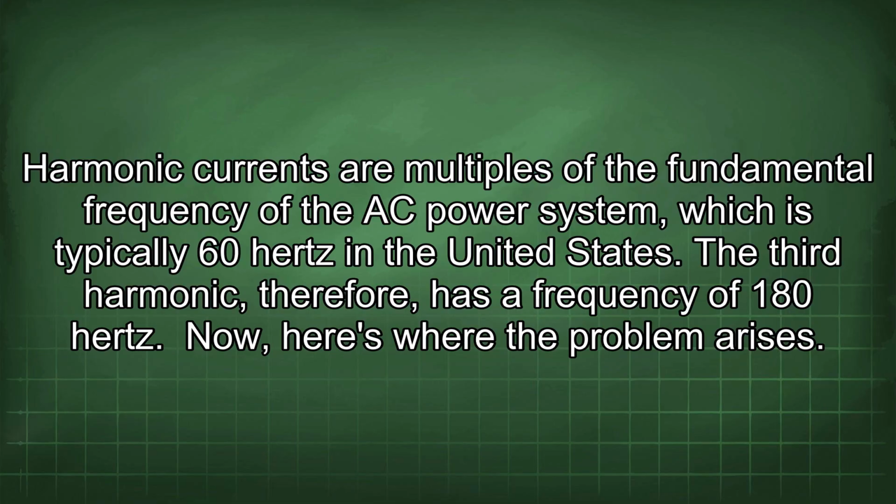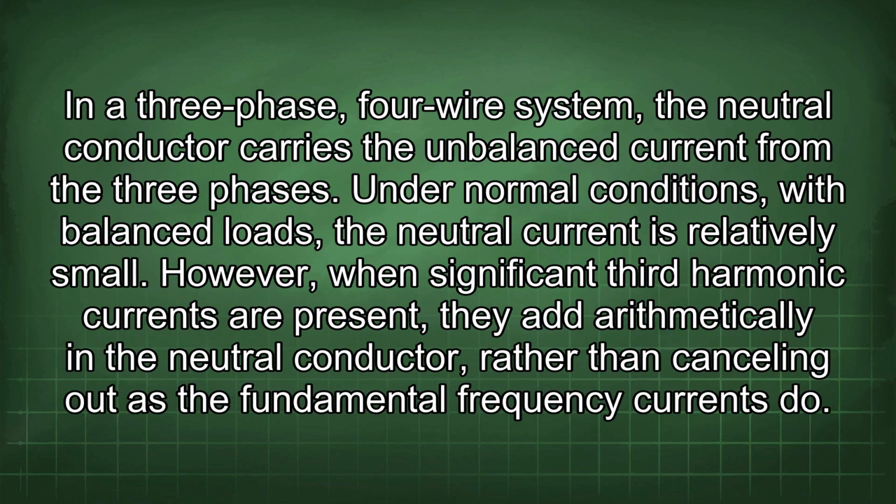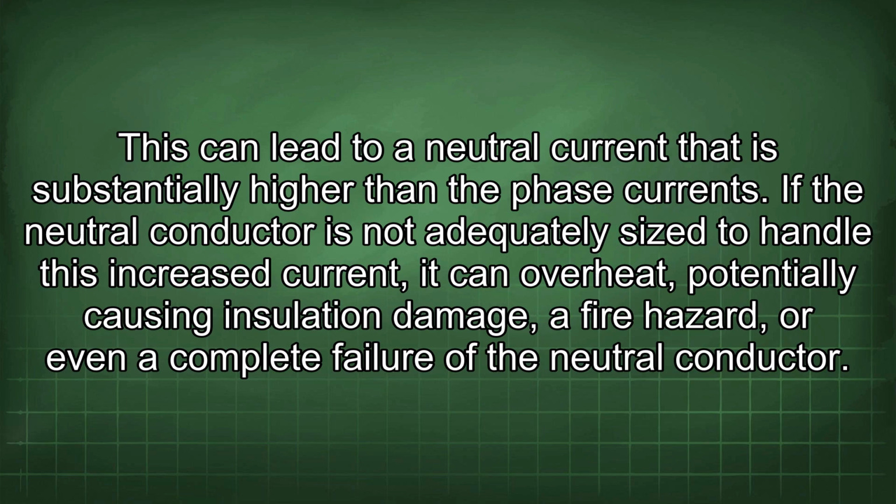Now, here is where the problem arises. In a three-phase, four-wire system, the neutral conductor carries the imbalanced current from the three phases. Under normal conditions, with balanced loads, the neutral current is relatively small. However, when significant third harmonic currents are present, they add arithmetically in the neutral conductor, rather than cancelling out as the fundamental frequency currents do. This can lead to a neutral current that is substantially higher than the phase currents.